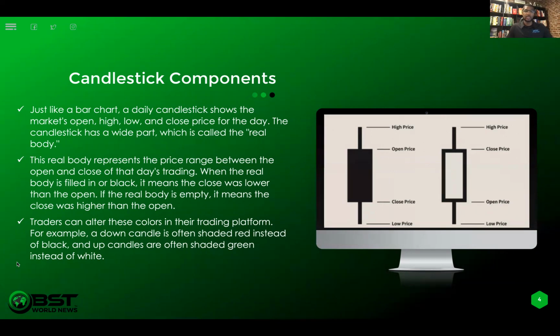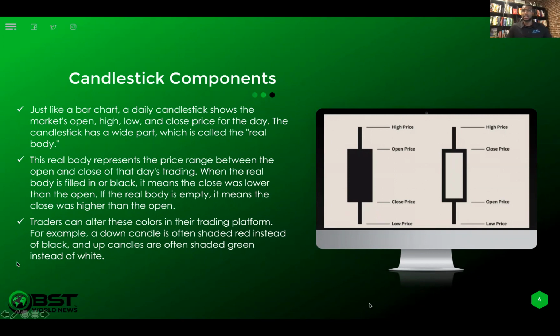When the real body is filled in or black, it means the close was lower than the open. If the real body is empty, it means the close was higher than the open. Traders can alter these colors in their trading platform. For example, a down candle is often shaded red instead of black, and up candles are often shaded green instead of white. So in this particular example, you're going to see the black candle and the white candle.